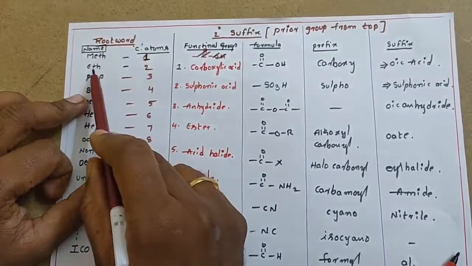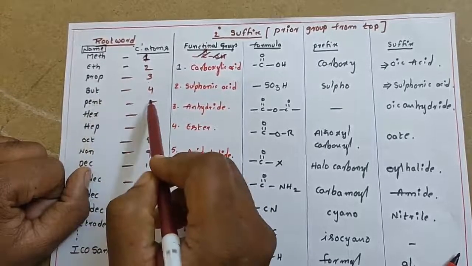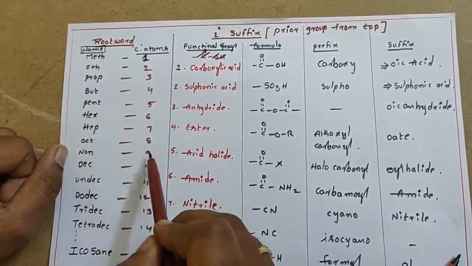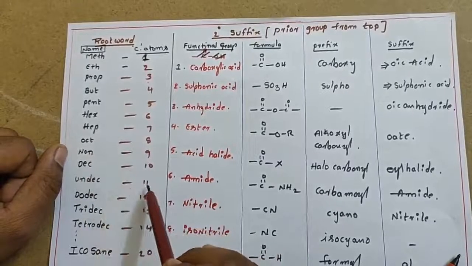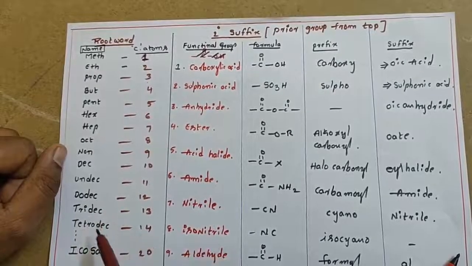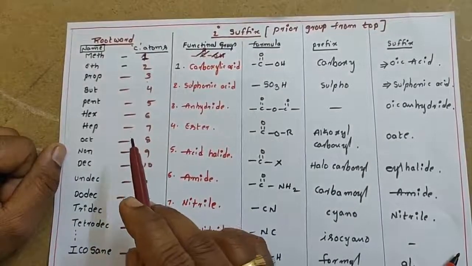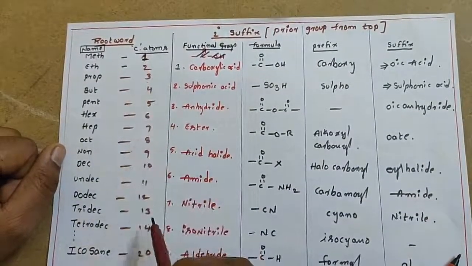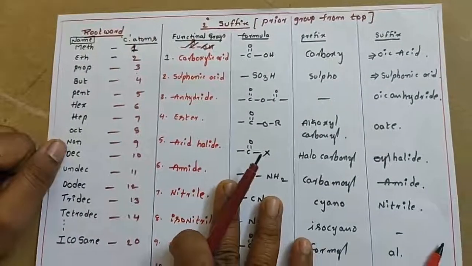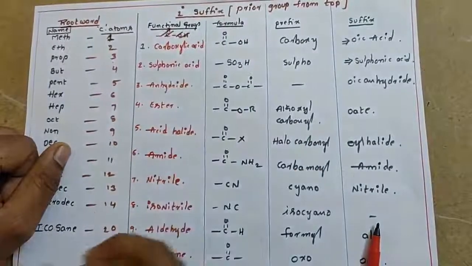If two carbon atoms, eth; three carbon atoms, prop; like that, 4 but, 5 pent, 6 hex, 7 hept, 8 oct, 9 non, 10 dec, 11 undec, 12 dodec, 13 tridec, 14 tetradec, 20 eicos. So if the longest chain contains this many carbon atoms, we can give the root word like this. After selecting the root word, we have to give the prefixes and suffixes.